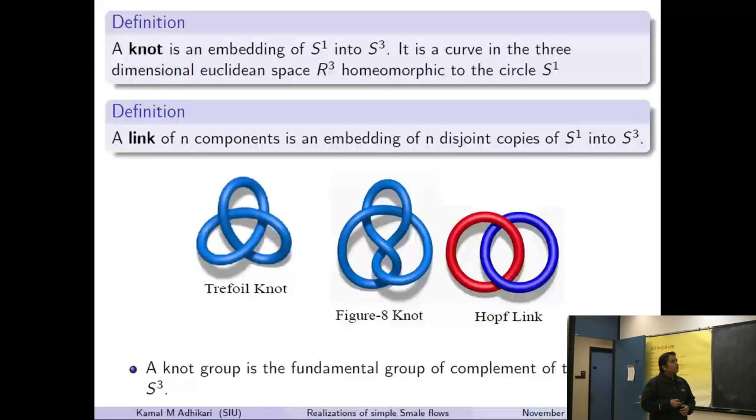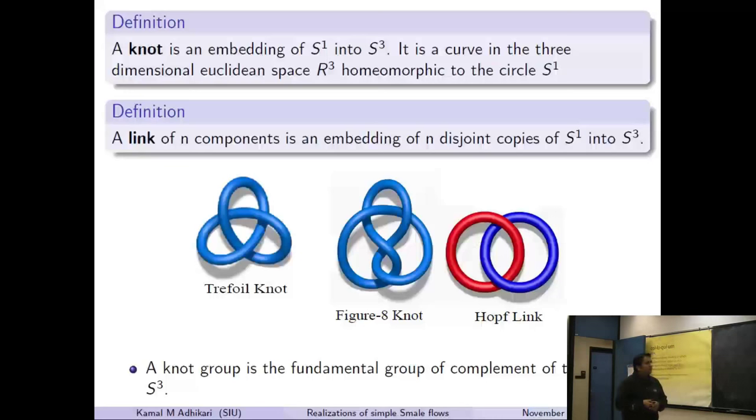For every link, we can assign the linking number. If we give some orientation, we may have positive crossings and negative crossings. The linking number is half of the difference of positive crossings and negative crossings. So to each link we can assign a linking number; the Hopf link has linking number 1. And for each knot we can have a knot group, which is the fundamental group of the complement of the knot in S3.